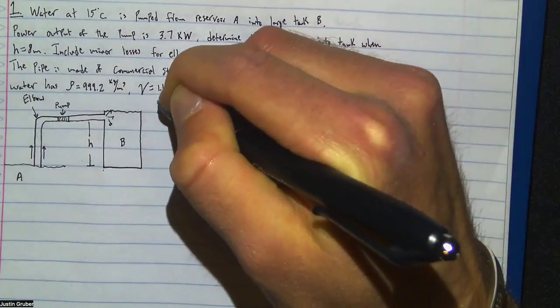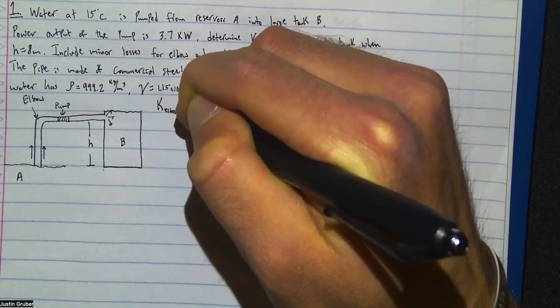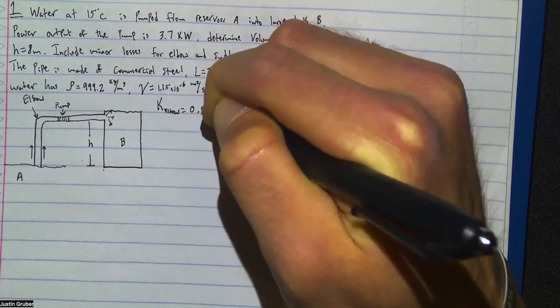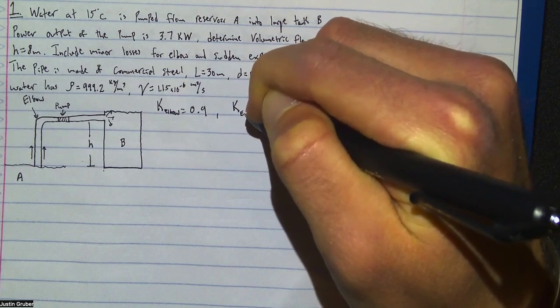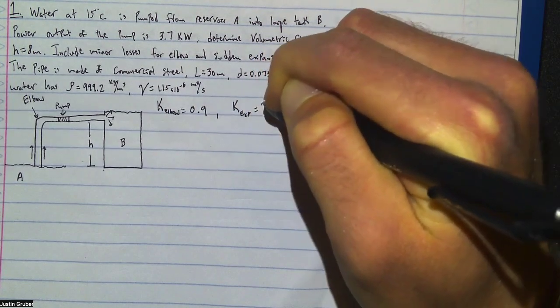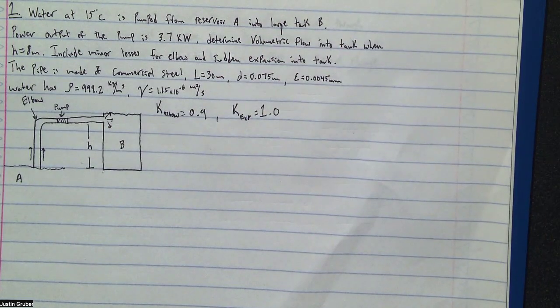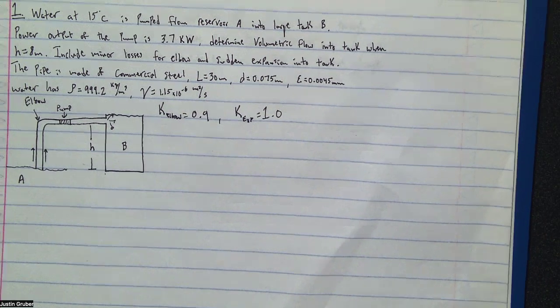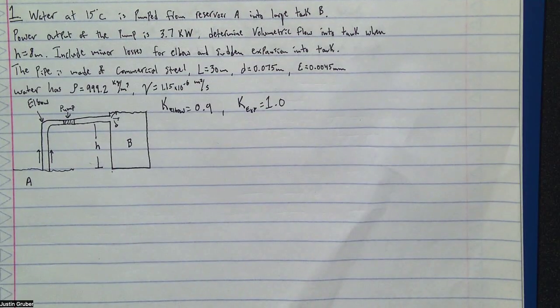Our minor loss coefficients: K elbow equals 0.9, and K, I'll say EXP for expansion, is just 1.0. And we'll give you a table of these if you've got a big, really complicated problem with all sorts of twists and turns. We'll have a table full of the different ones with the corresponding values. So don't worry about that.